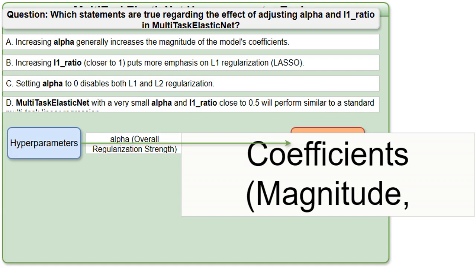Coefficients are the numbers our model learns to multiply the features by. Their magnitude shows the importance of each feature. Sparsity refers to how many coefficients are exactly 0. High sparsity implies the model is using only a subset of the input features. Both alpha and l1_ratio directly affect this.